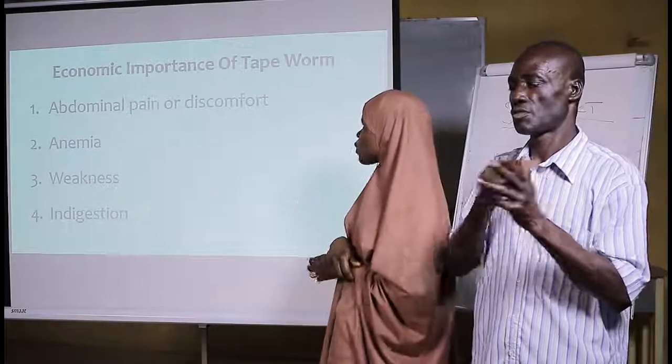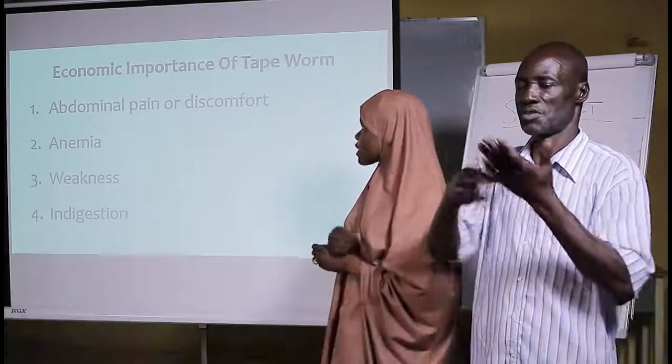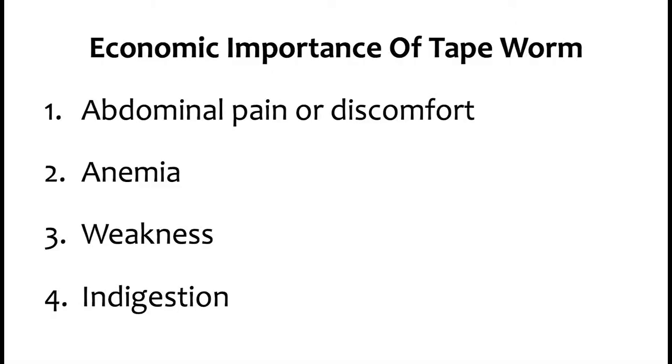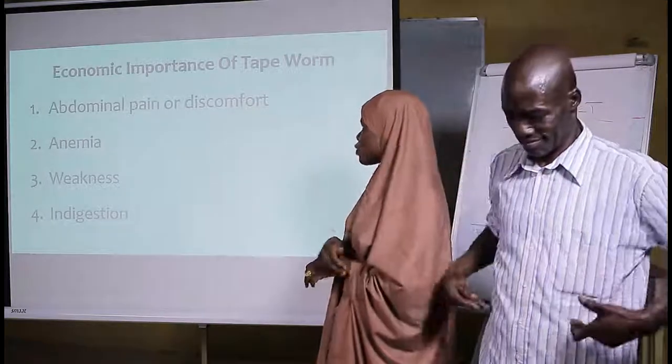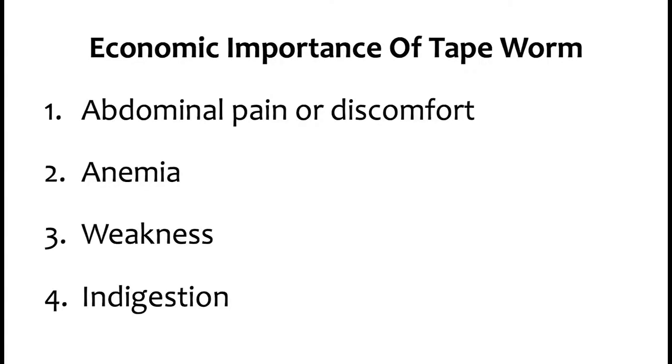Now, let's look at the economic importance of tapeworm. When we say economic importance, that means it can be advantages or disadvantages of the tapeworm. Number one, it causes abdominal pain or discomfort. Secondly, it causes anemia, that is shortage of blood. Number three, it causes weakness of the body. Number four, it also causes indigestion, that is difficulty in digestion of the food consumed.